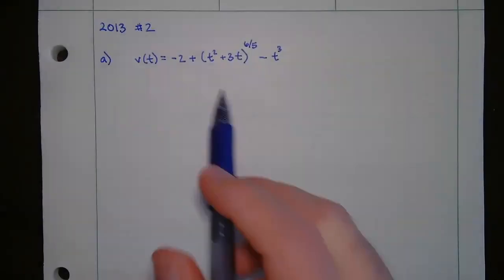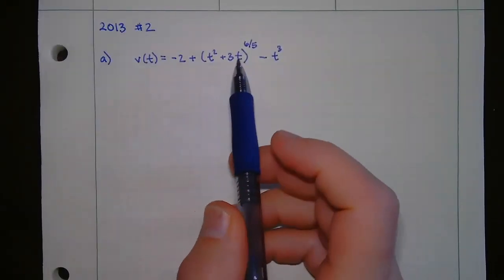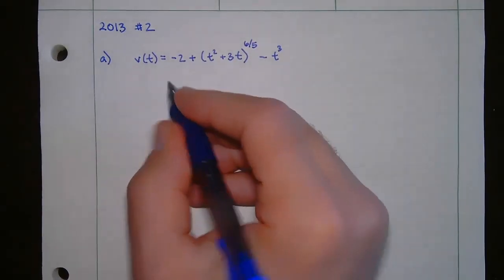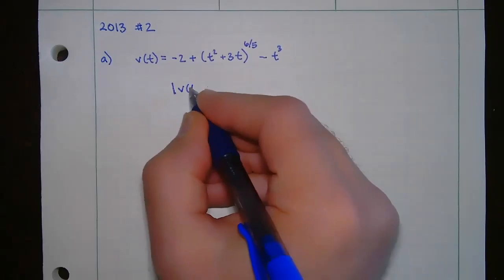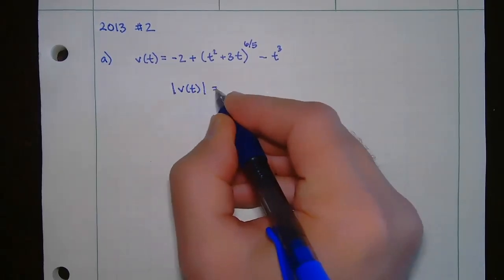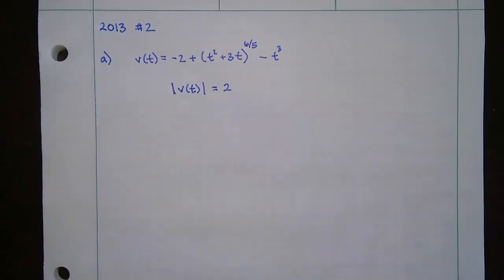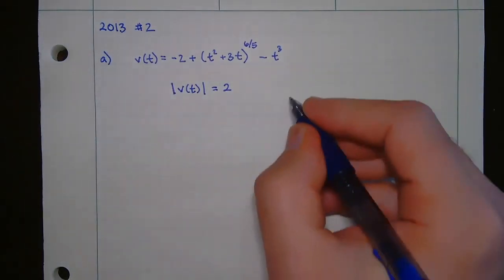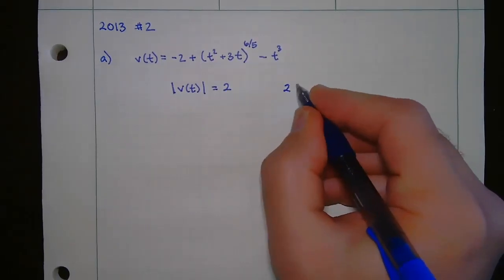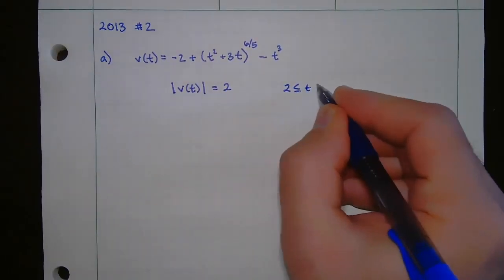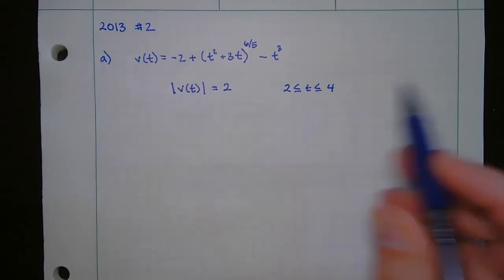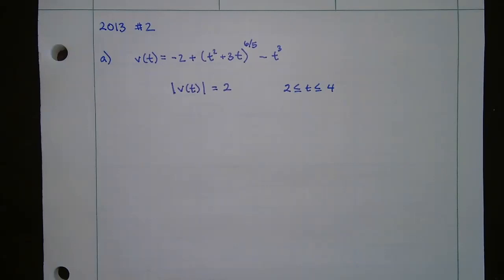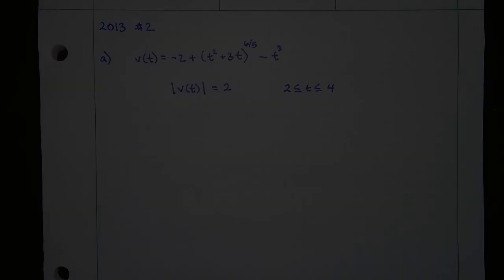Okay, so in part A, I went ahead and wrote down the velocity function, okay? And so what we want to do is we want to solve the absolute value of v of t, and we want to know when this is equal to 2, okay? So I'm going to put the velocity function into my calculator, okay? And we're looking for where 2 is less than or equal to t and less than or equal to 4. So we're looking between 2 and 4, okay? So I'm going to go to my graphing calculator and we're going to solve this on that.